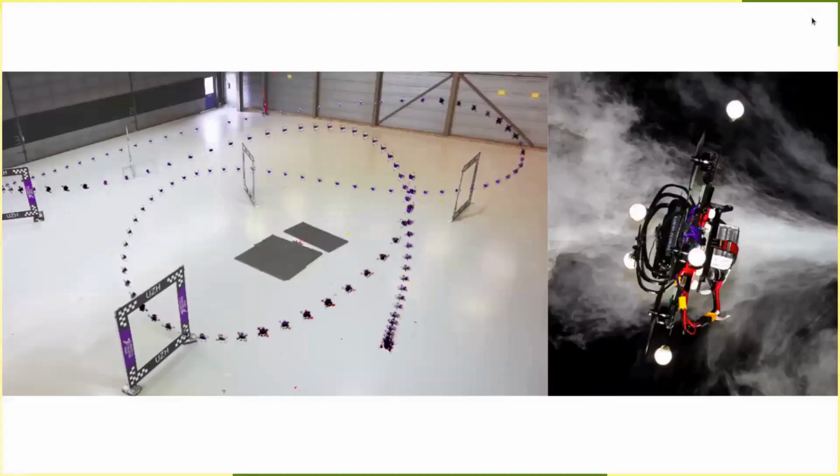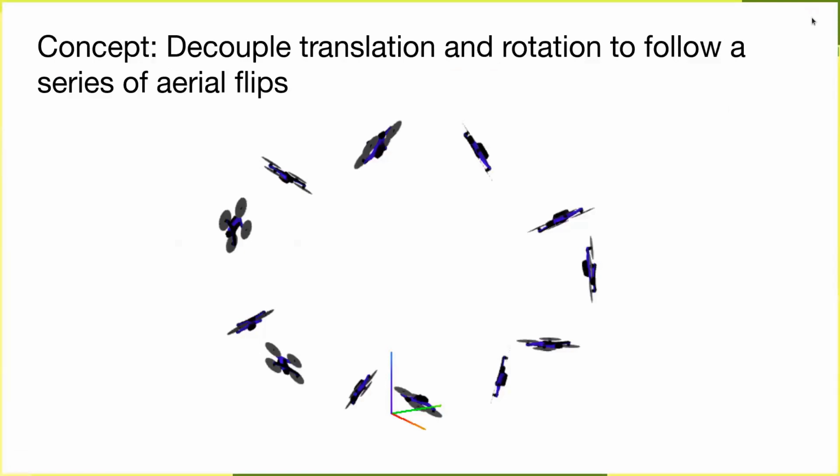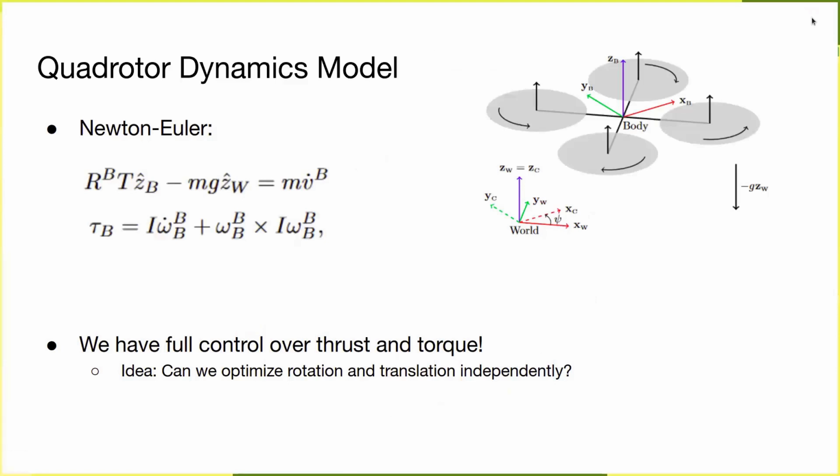Quadrotor flips and tight aerial maneuvers are a benchmark for control of the system. In class, we've seen control schemes use things such as differential flatness and MPC to achieve impressive results. We wanted to see if we could do something simpler and perform flips through a decoupling of translational control and rotation. We start by discussing the model for the quadrotor.